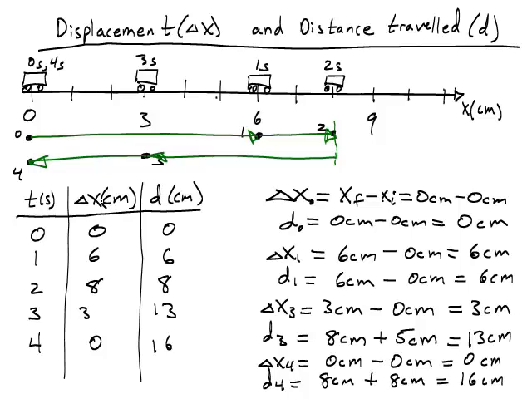So again, we can see that when we talk about displacement, we're talking about how far are we from where we began. And our distance traveled talks about, well, how far did the robot go?